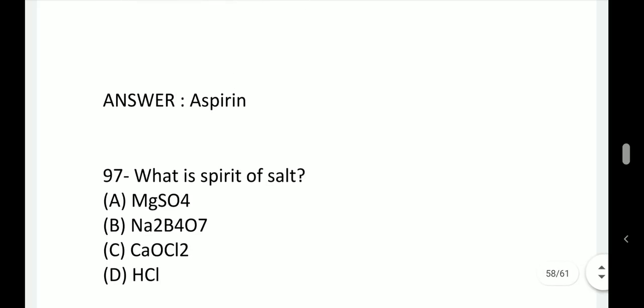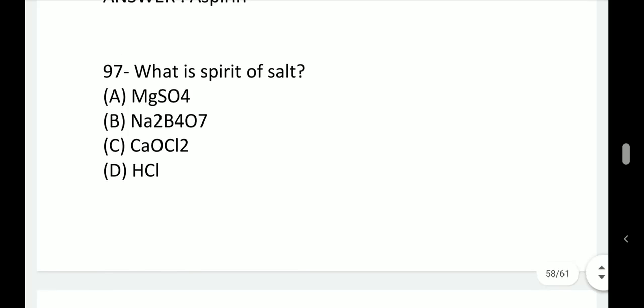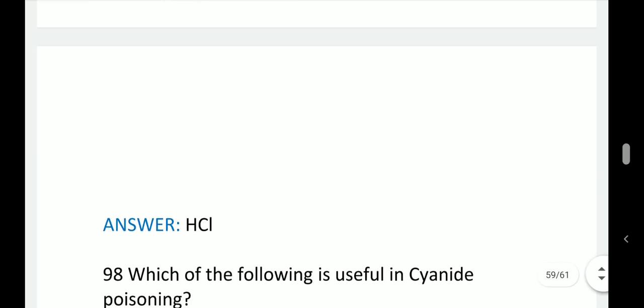Question number 97. What is spirit of salt? Option A, MgSO4. Option B, Na2B4O7. Option C, CaOCl2. Option D, HCl. Answer is option D, HCl.